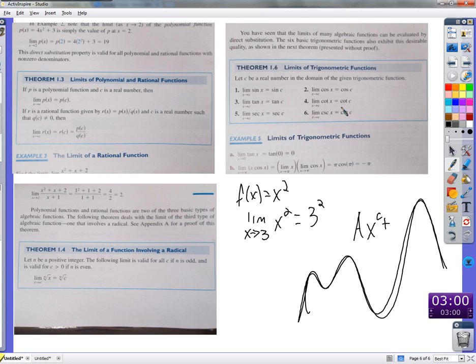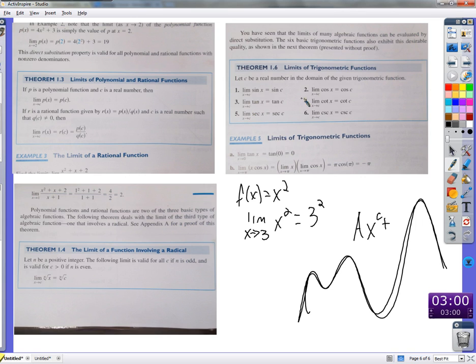But all these guys, tangent, cotangent, secant, and cosecant, it says, let C be a real number in the domain of the given trigonometric function. All x values are in the domain of sine and cosine. Anything goes. But tangent is not so much, because how do you find a tangent? Sine over cosine, right? So if the cosine turns out to be zero, now we have an issue. Wherever the cosine is zero, we're not in the domain of tangent. It'll be a vertical asymptote in this case.